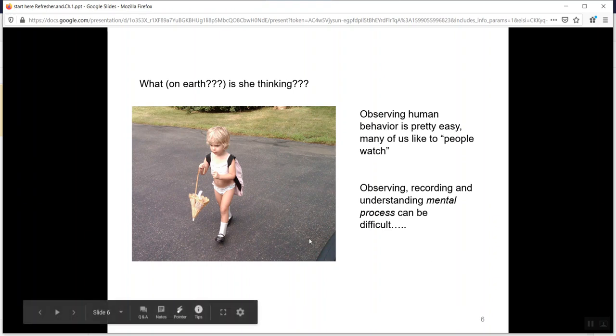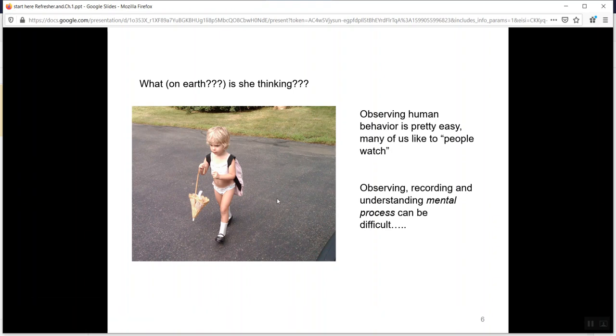What on earth? This was her outfit for swim class. So the bathing suit is appropriate. Not sure about the boots and the backpack and the straw decorative umbrella that she found somewhere. So observing behavior is pretty easy. We can see what she's doing, see what she's wearing, even the sort of expression on her face and things like that. But understanding what the mental process is is a little bit more difficult. And particularly in the early stages of development, when children are not yet speaking, it can be more difficult to understand their mental process.